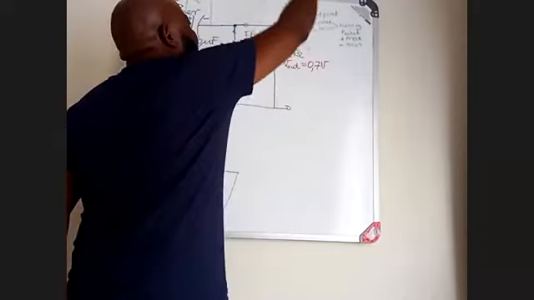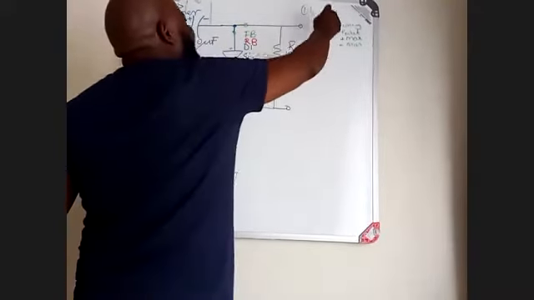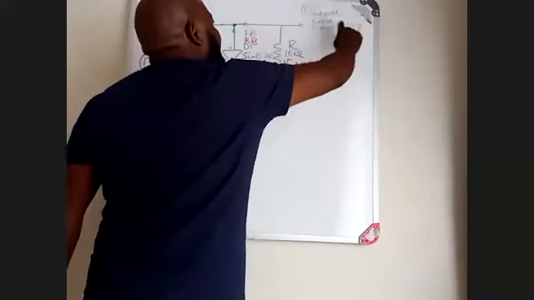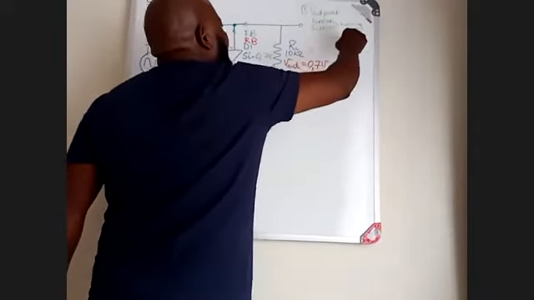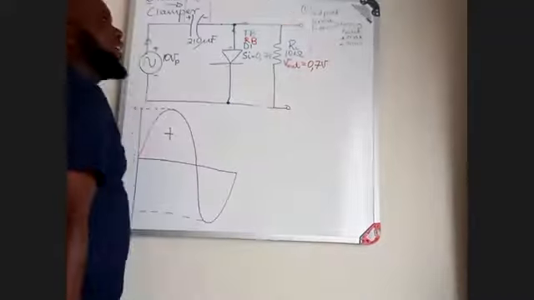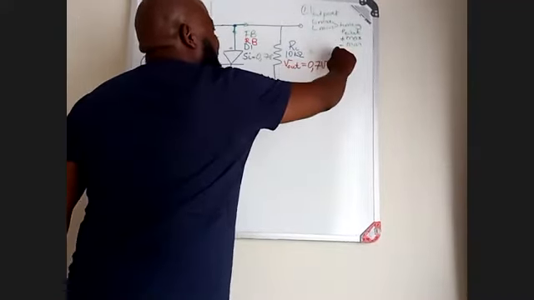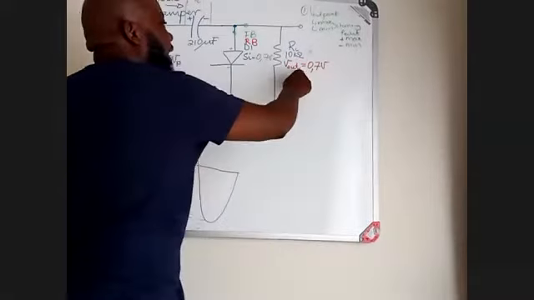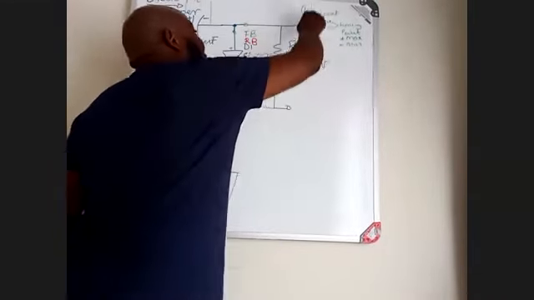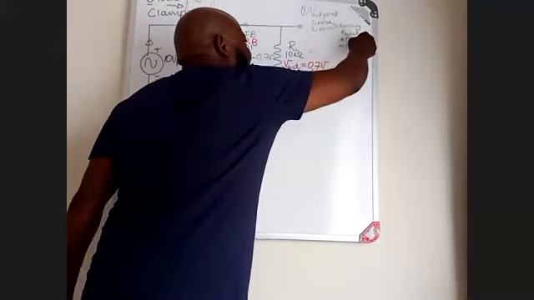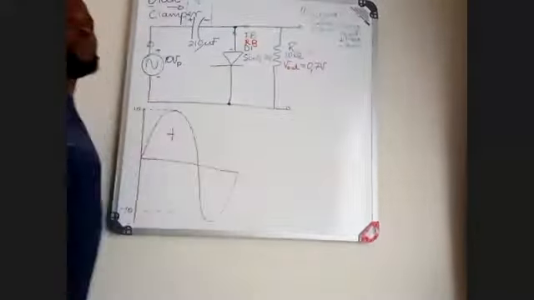Is it maximum or minimum? How do I determine this? It's maximum or minimum based on the turning point. Is it turning positively or turning negatively? If it's positive, it's maximum. Negative, it's minimum. In this case, it is positive. V out peak is turning positively, which means that is your maximum peak.